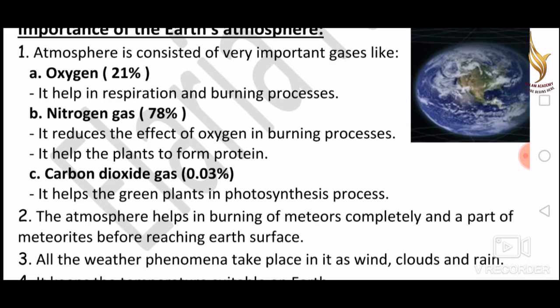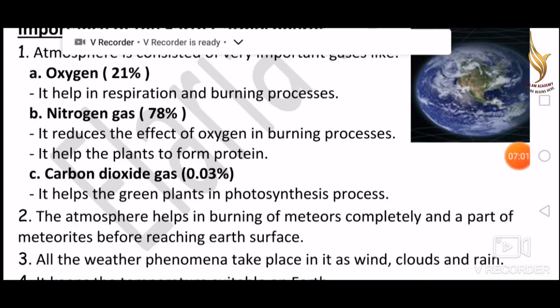Then after that we talk about carbon dioxide. Carbon dioxide represents about 0.03% of the atmosphere volume, and it helps the green plants in the photosynthesis process. Okay.